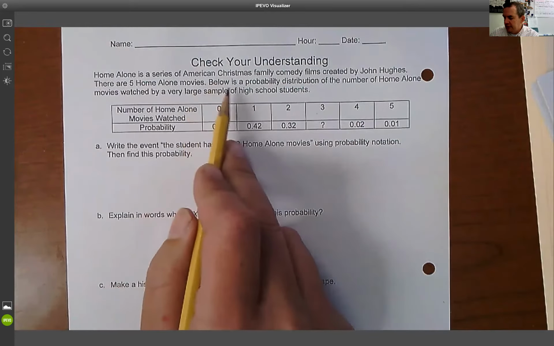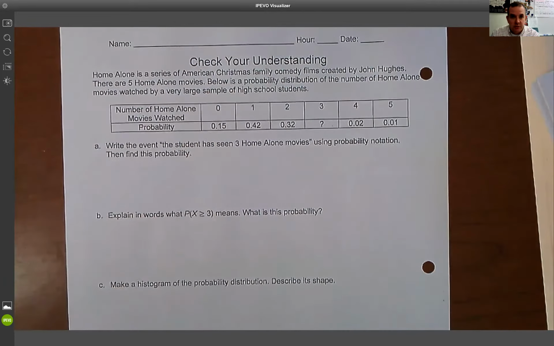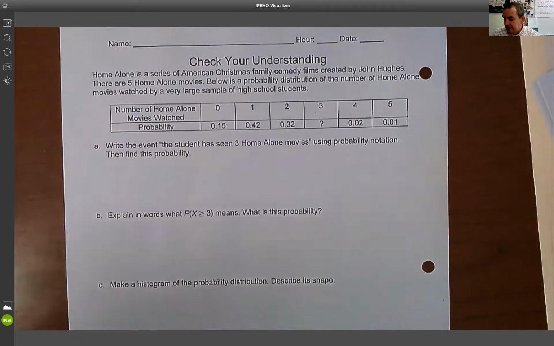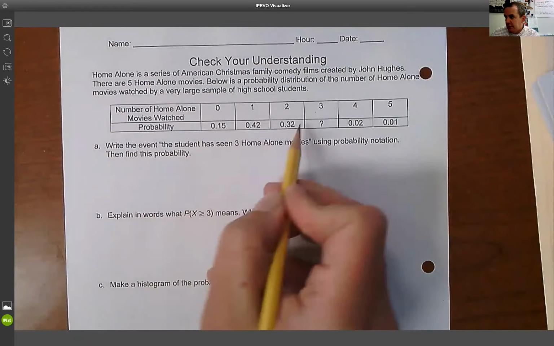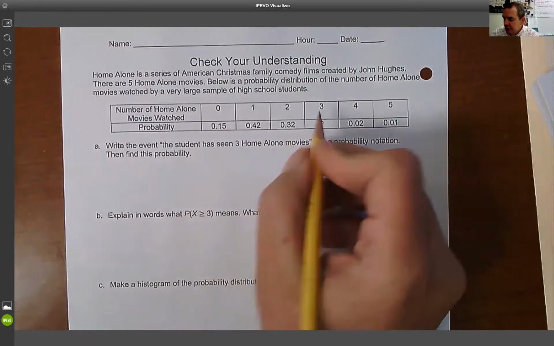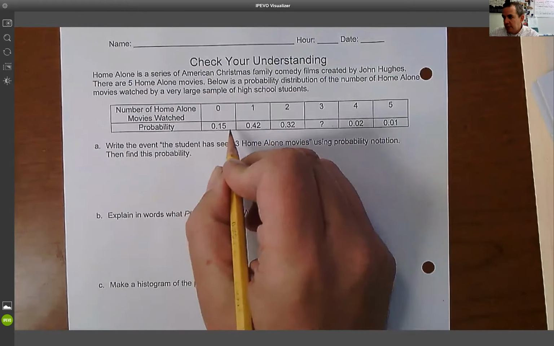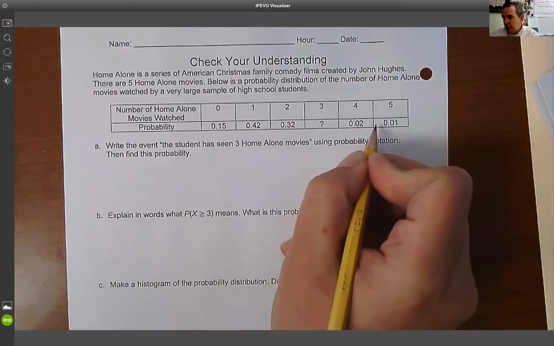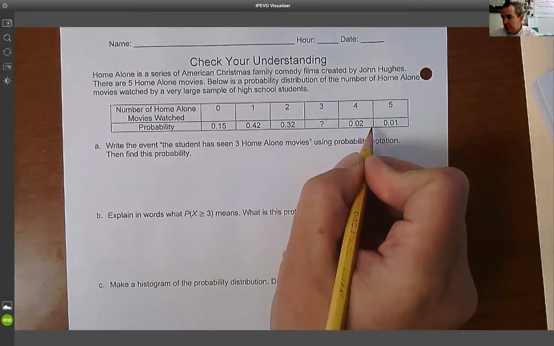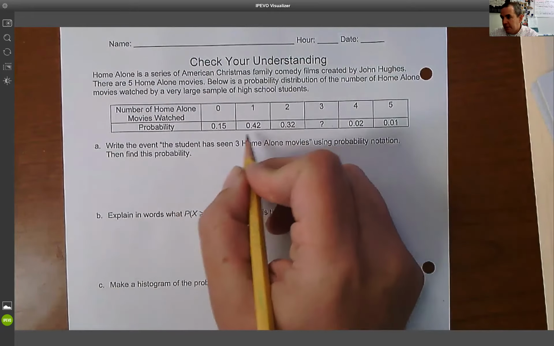This says randomly selected high school students were asked how many of the Home Alone movies they'd seen, and this is the proportion, so 15%, 42%, 32%. What we need to do is figure out the missing number. The thing to remember is all these probabilities have to be between 0 and 1, not the outcomes, the probabilities.